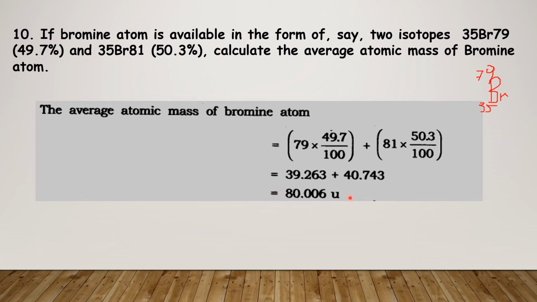So bromine actually contains 2 isotopes. So the average mass of those 2 is called this much, 80.006 U. So this also write in your notebook.